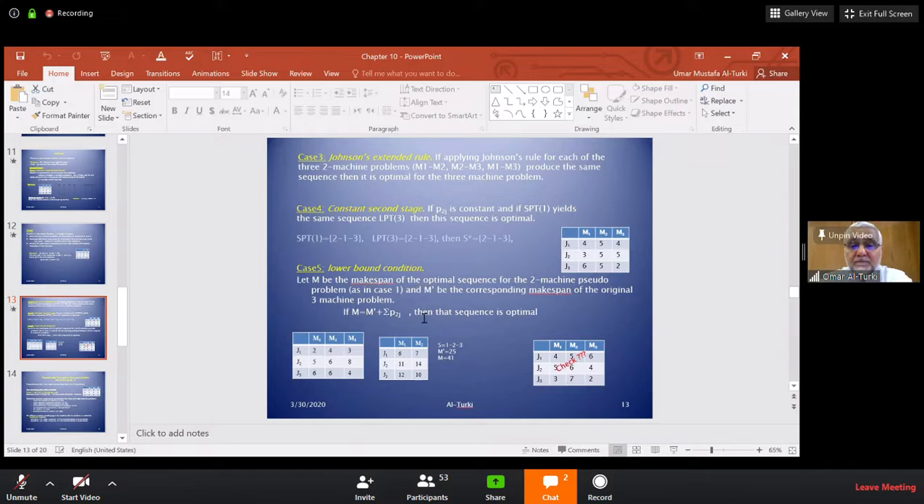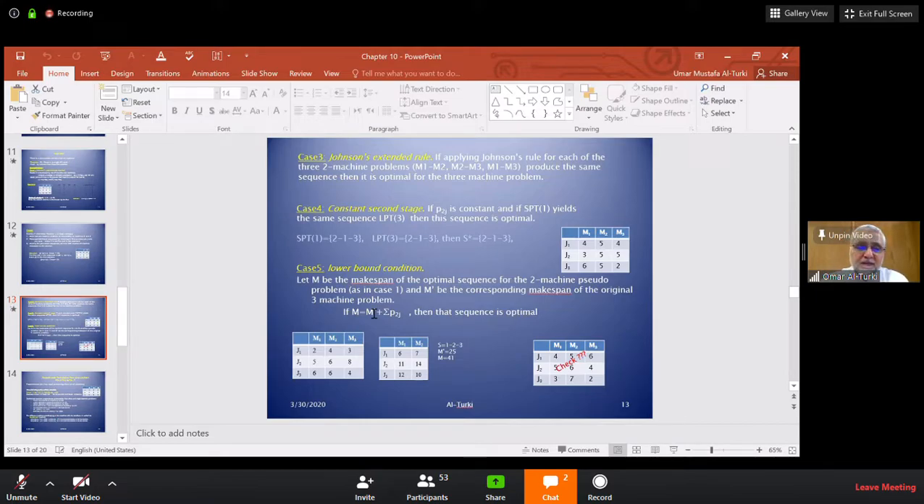Of course, this is the case when dominance is not applied. If the dominance is applied, we know it's an optimal solution. But if the dominance is not there, and we applied that method, the two machine pseudo problem, although there was no dominance, we said that there is no guarantee of optimality. However, if the makespan of the two machine problem equals the makespan of the three machine problem plus the processing times on the second machine, then it means that this is the optimum solution.